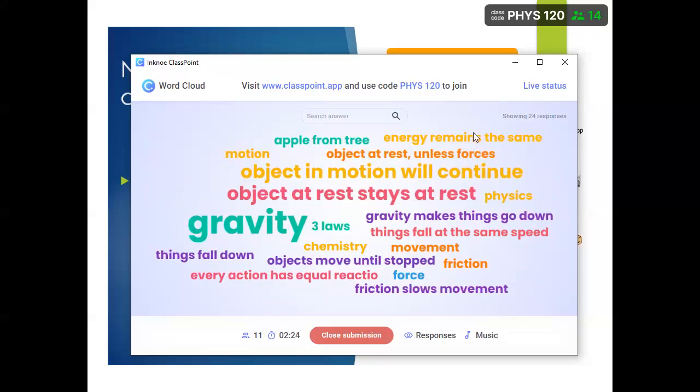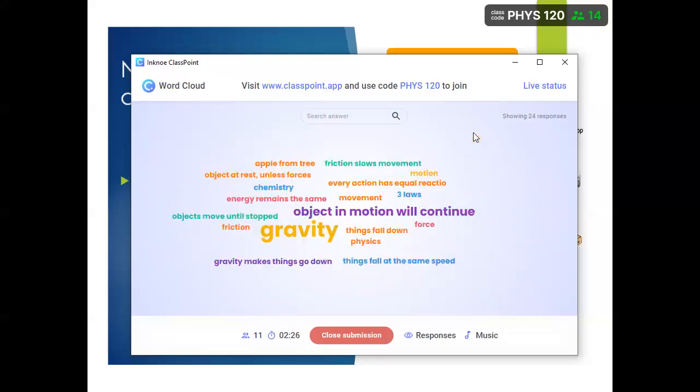Object motion will continue, and then the object moves until it stops. So the energy remains the same. Movement: yes, we have three laws of Newton. Gravity makes things go down. Yes, the force of gravity makes objects move down.